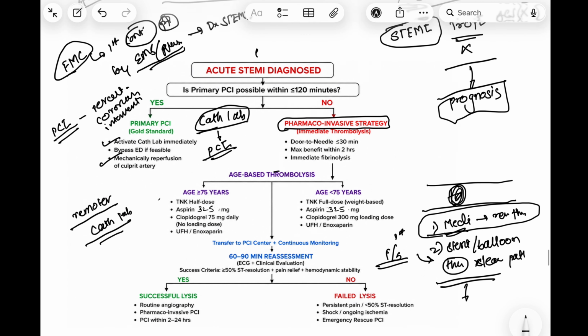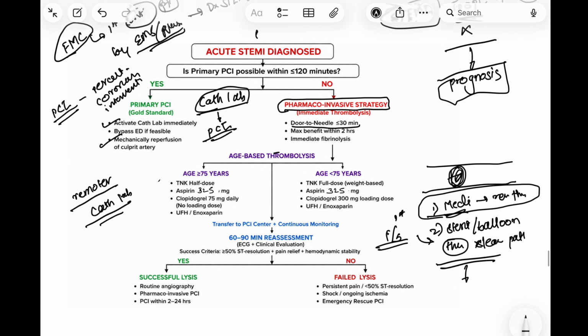Understand? Now, what do you mean by door to needle time? It is the time between the patient presenting to your door and the start of thrombolysis. And the AHA guideline has mentioned a specific timeline for this door to needle time, which is less than 30 minutes. So any patient presenting to you within 12 hours of symptoms, you can go for medical thrombolysis.